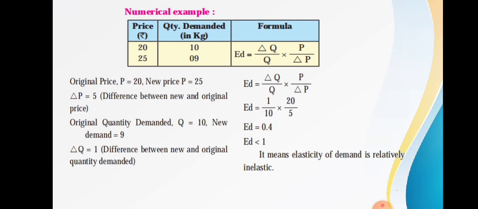Now we can find the elasticity of demand by applying the formula ED is equal to delta Q upon Q multiplied by P upon delta P. Therefore elasticity of demand is equal to 1 upon 10 multiplied by 20 upon 5, which is equal to 0.4. This 0.4 is less than 1. When the elasticity of demand is less than 1, it is said to be relatively inelastic demand.